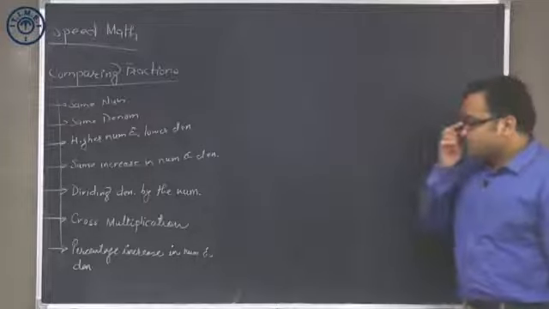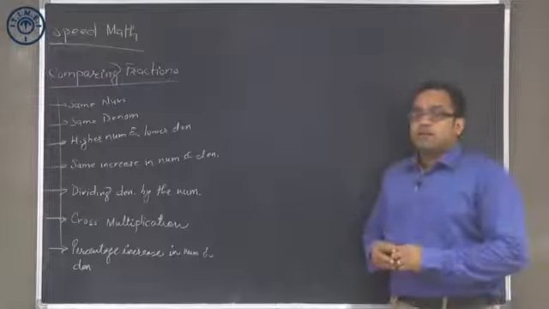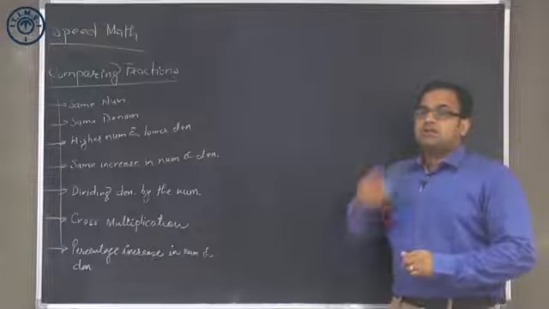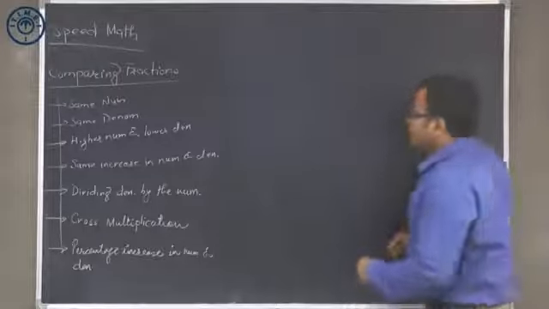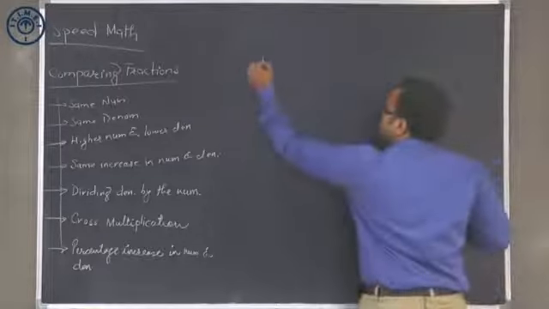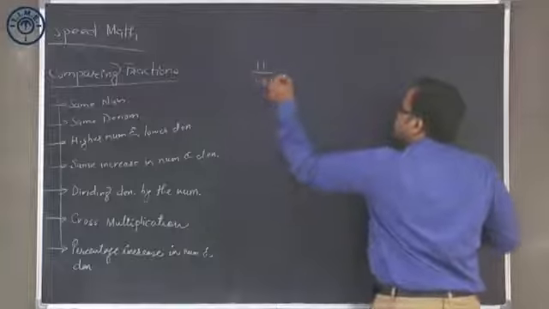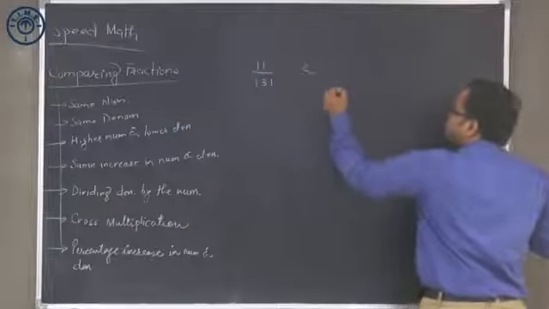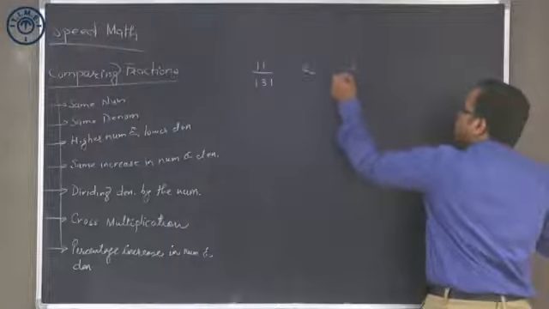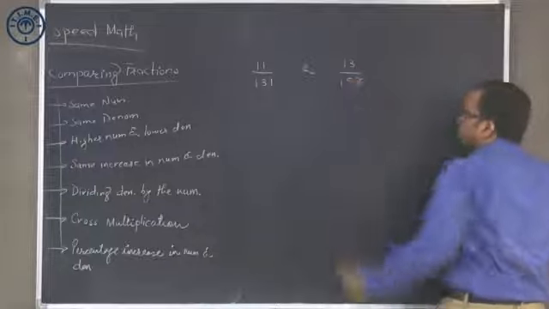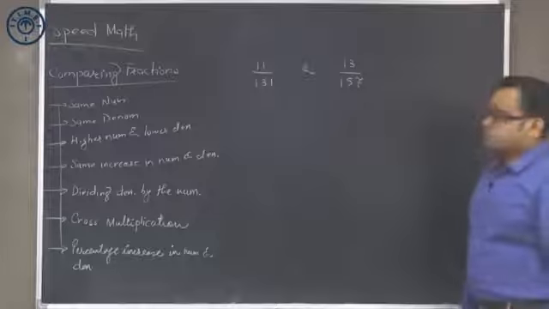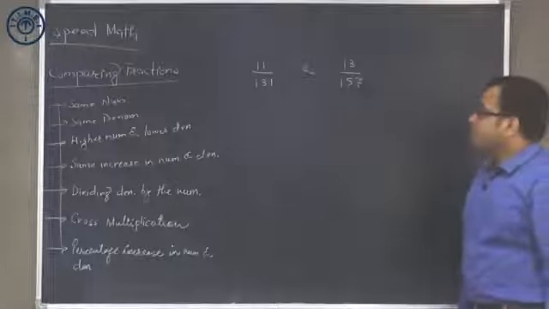Sometimes it is more convenient to divide the denominator by the numerator rather than trying to divide the numerator by the denominator. Let us say I have to compare 11 upon 131 and 13 upon 157.